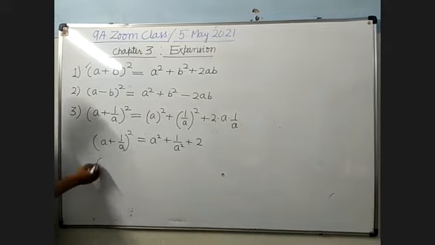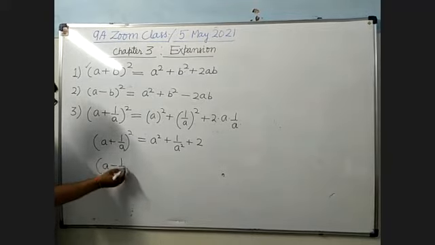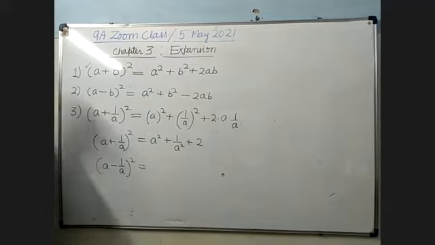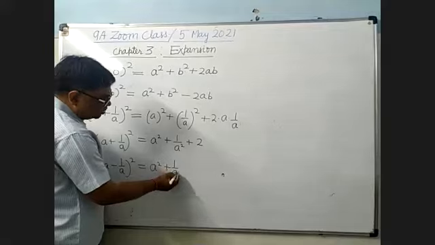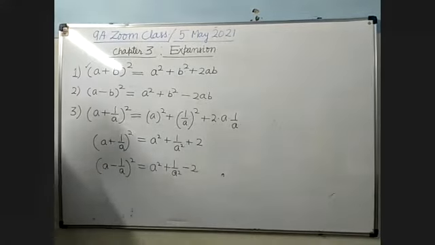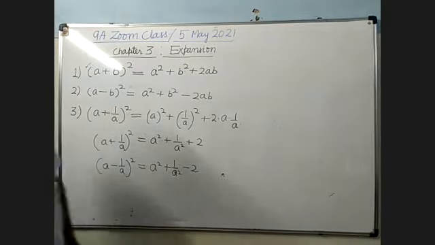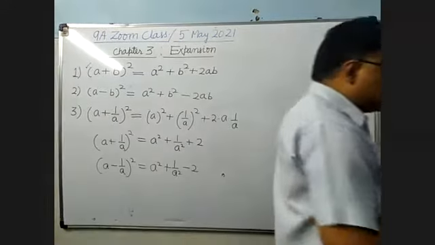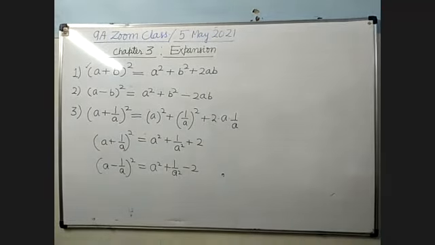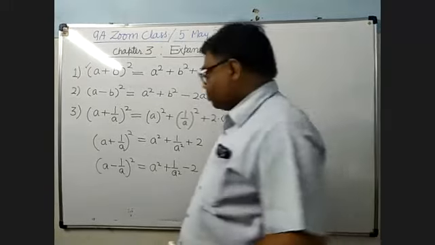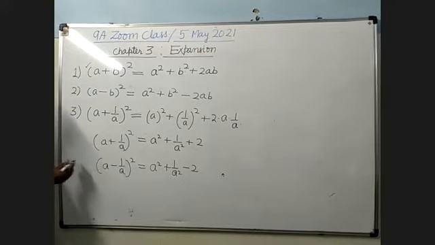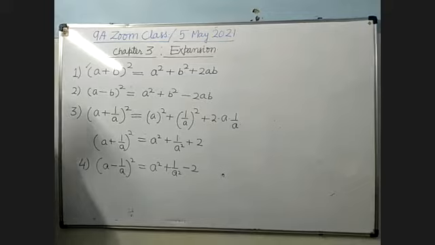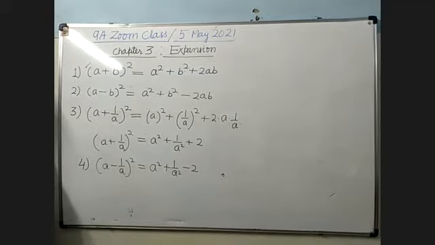Now you can see a minus 1 upon a. So (a minus 1 upon a) whole square will be a square plus 1 upon a square minus 2. It's clear? These are the two special types of expansions based on (a plus b) whole square and (a minus b) whole square. So this is formula number 3 and this is formula number 4. It is clear?